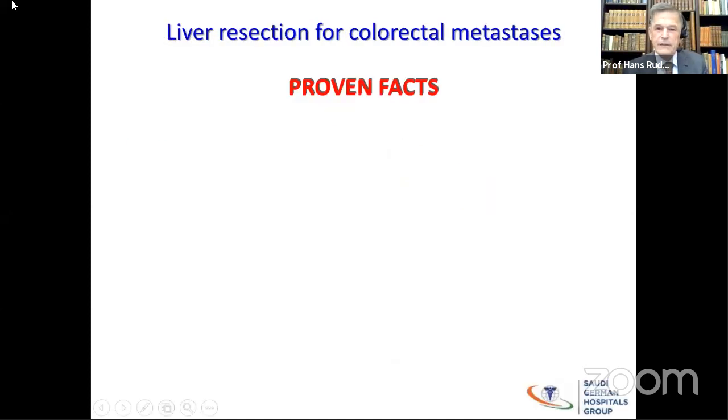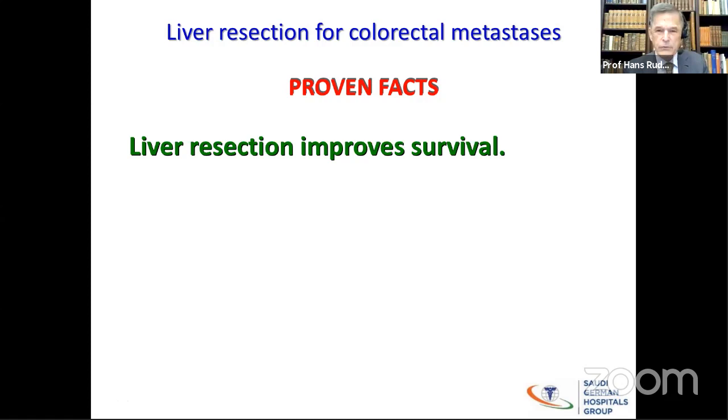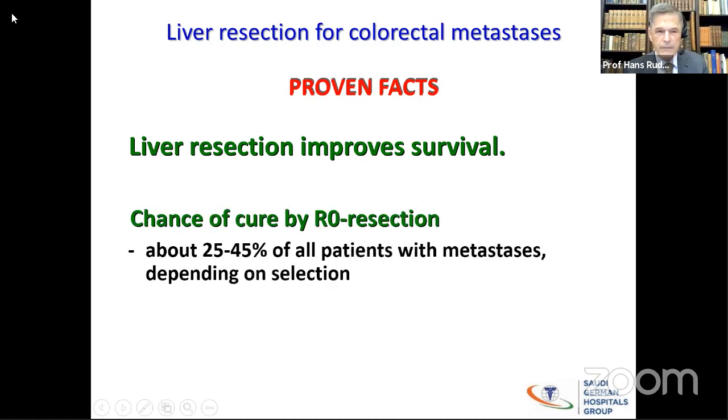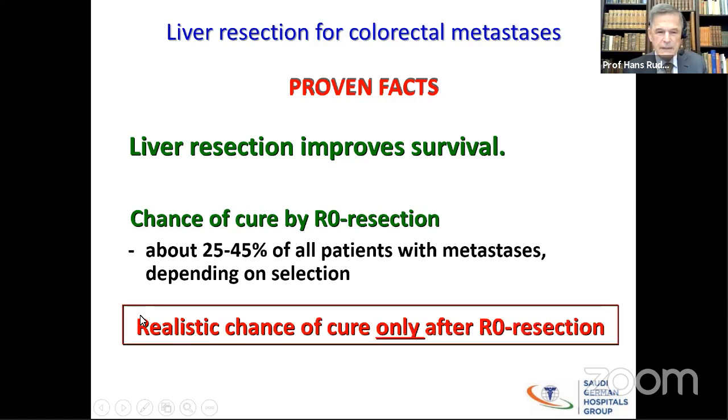So what are the proven facts? Liver resection improves survival. This is very clear. The chance of cure by R0 resection is about 25 to 45% of all patients with metastasis, depending on selection, but there's a realistic chance of cure only after R0 resection. No means of chemotherapy or thermoablation can give you the same results as surgery.